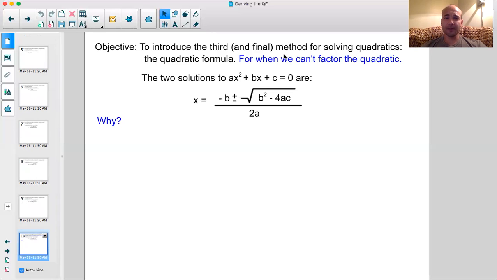The why is we might need to do this because we can't always factor every quadratic, because the setup looks a lot like it's set up for the zero product principle. It would just be a matter of turning this into a factor. But when we can't factor a quadratic, that's where we're going to have to use the quadratic formula. So how did we get to that point?